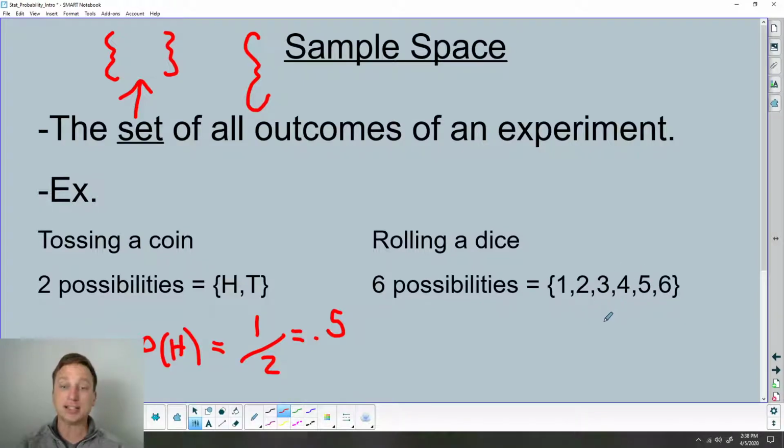Now, when I roll a die, we talk about how many objects are in this. So 1, 2, 3, 4, 5, 6 objects. So of the 6, this denominator is always the number of objects in the set, which is the sample space.